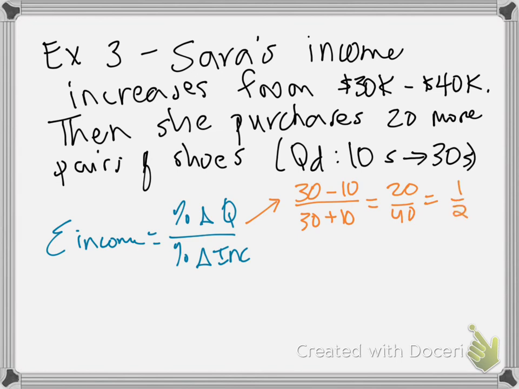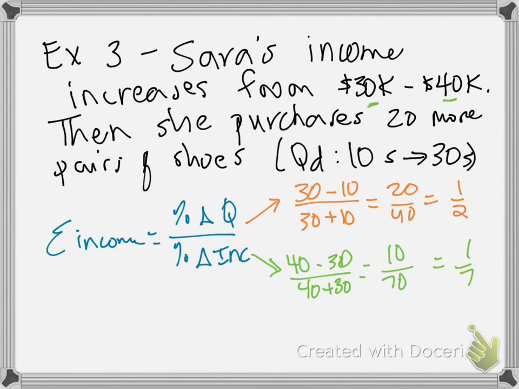Okay. Second part, our percent change in income. Well, she did have 30, now she has 40. So 40,000 minus 30,000 over 40,000 plus 30,000. That's a 0, y'all, sorry. So we have 10 over 70 or 1/7.